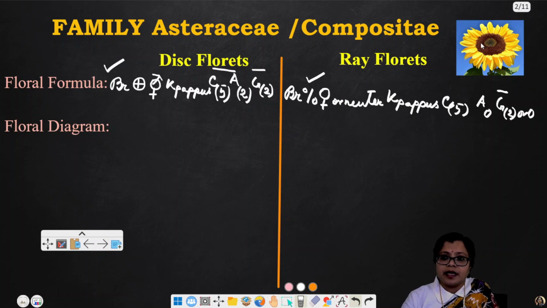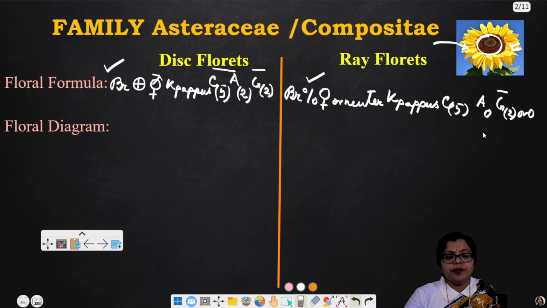In our last class, what have we learned? Towards the center, disc florets are present, which are actinomorphic, that means radial symmetry. Towards the periphery, brightly colored ligulate ray florets are present. These are the ligulate ray florets that we have learned, and the floral formula also we have learned.